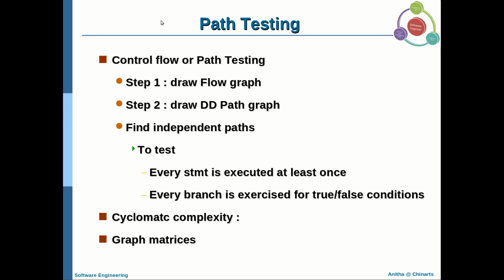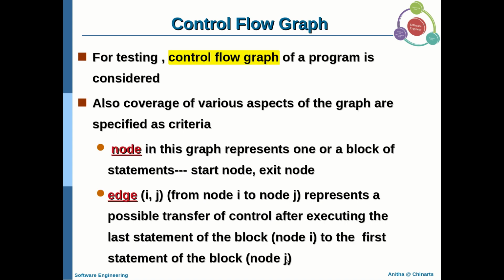Then apart from this control flow testing, we have cyclomatic complexity, graph matrices, and data flow testing. All these things are available. We can also discuss them in the upcoming videos. Now, for control flow testing, the control flow of a program will be considered, and the control flow graph is used for the coverage of various aspects of the graph that are specified as criteria.